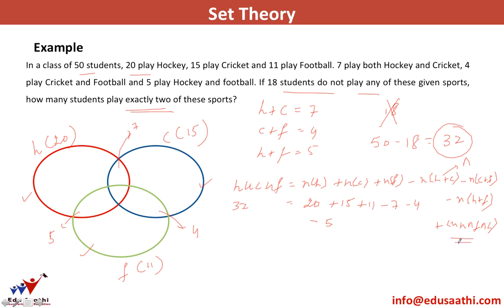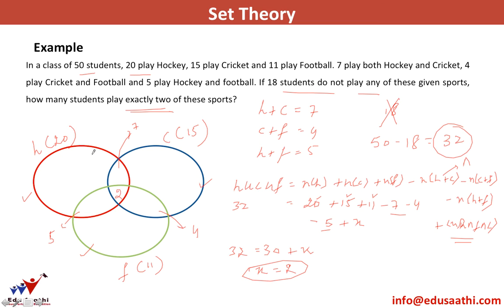So I'll take this figure, H intersection F intersection C, as X. So I have plus X here. Let's find out X. I have 32 equal to 35 plus 11 is 46, and 46 minus 16 is 30. So 32 is equal to 30 plus X. So X here comes out to be 2. Now this X is people who play all the three sports. So this is 2 here.